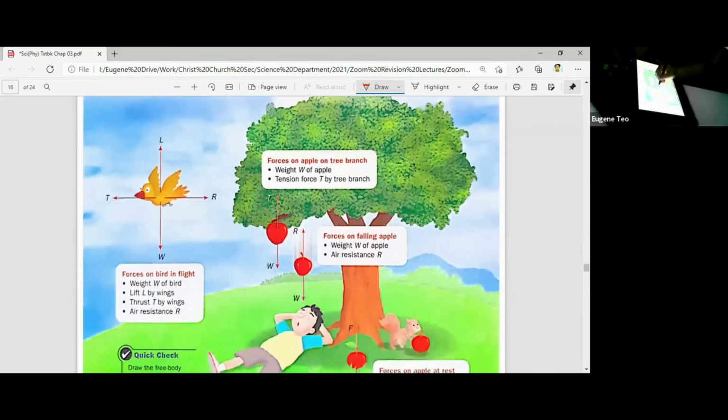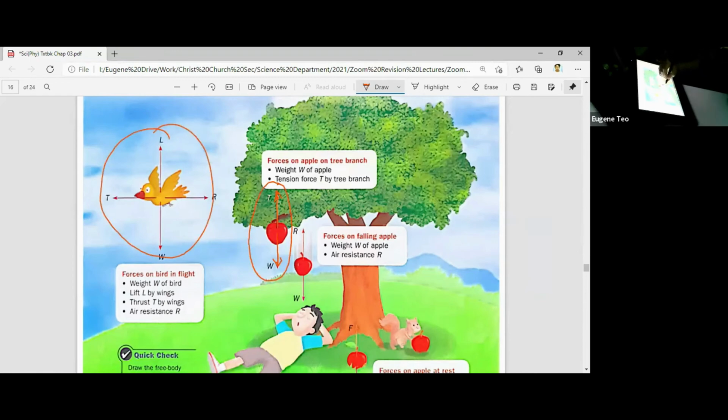Next one, an apple hanging on the tree. There's the weight acting downwards. But why is it still staying there? Because the branch is having a tension force acting upwards. That's why these are the two forces acting on the apple. So this itself is a free body diagram.